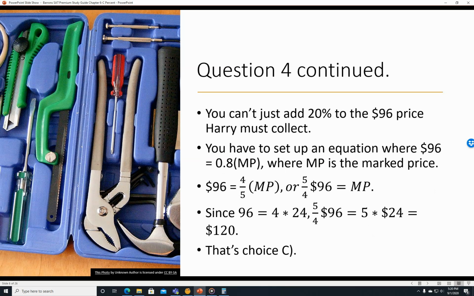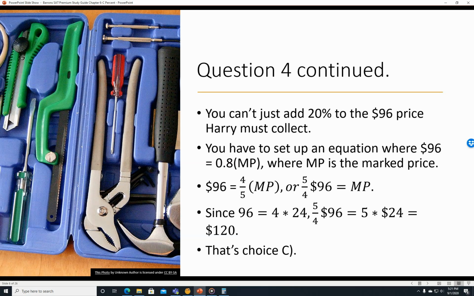Okay, so you can't just add the 20% to the $96 price Harry must collect. You do have to set up an equation where $96 is equal to 0.8, 80%, times MP, where MP is the marked price. You can use whatever variable you want. I just figured MP works pretty well. So $96 is equal to 4/5 of MP, because 4/5 is equal to 0.8. Hopefully you know that. If you don't, please watch the video on decimals and fractions. Please also read that in the Barron's book, or find something online about decimals and fractions.